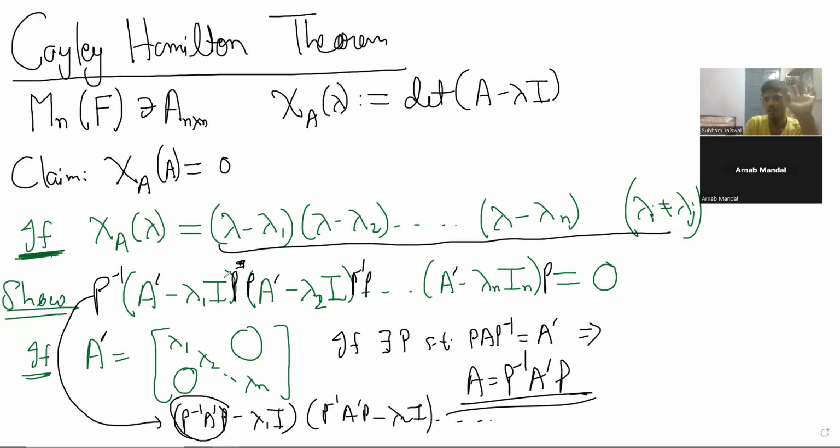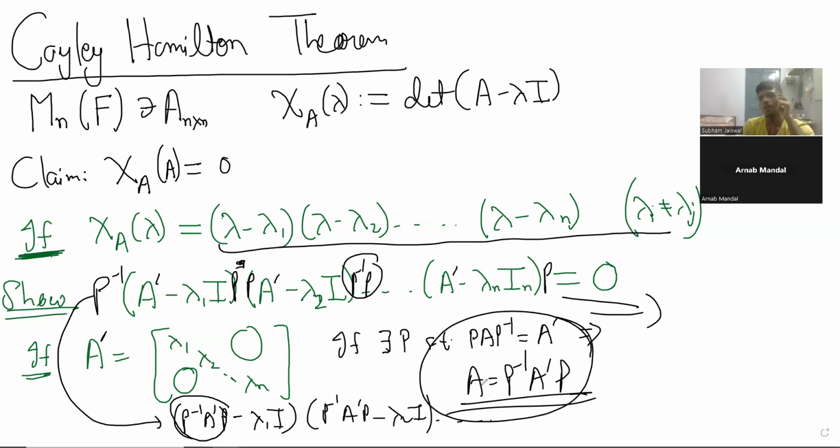But P and P inverse are commutative with each other. Yes, they are commutative. That's all you need to know, right? And these are cancelling, right? Basically, from here you can get the same thing for A if this happens. Okay, so that is the thing.